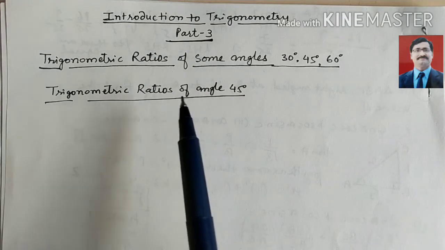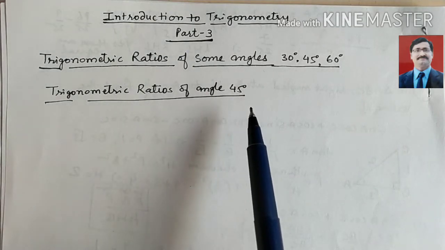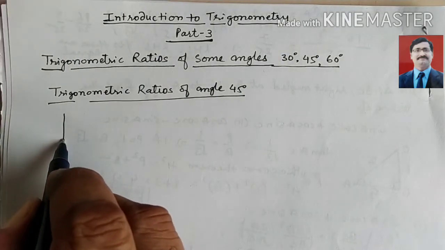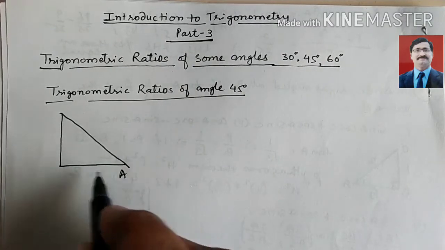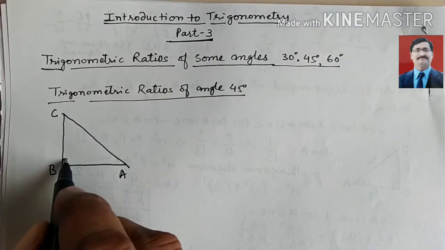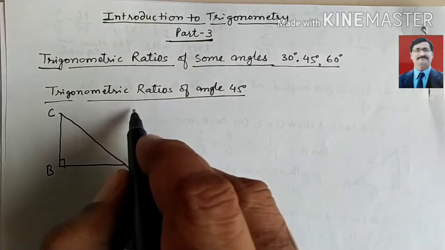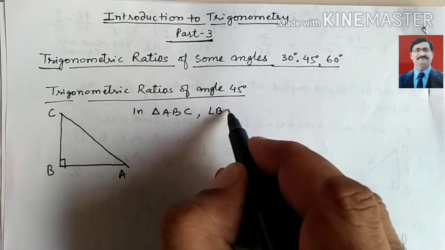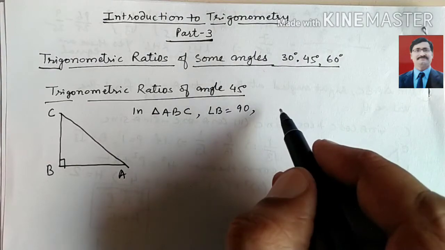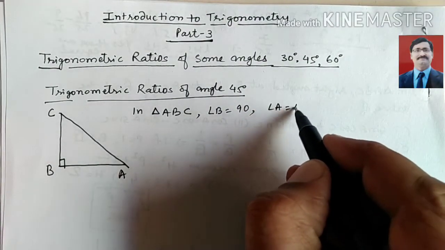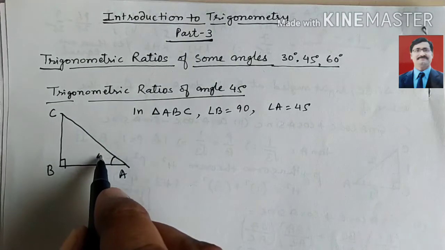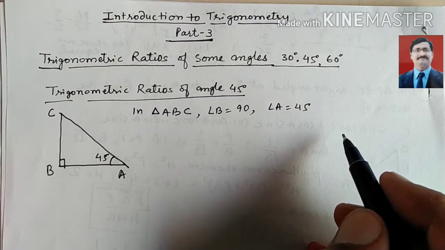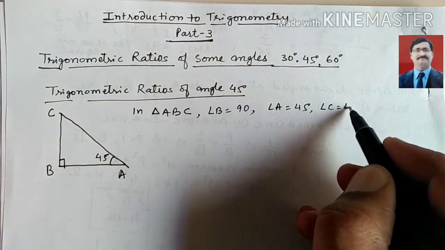Look at the trigonometric ratios of 45 degrees; we will do this first. We will take a right-angled triangle. You draw a right triangle with angles A, B and C. Angle B is 90 degrees, so in triangle ABC, angle B equals 90 degrees and angle A we will take as 45 degrees. So by the angle properties, we get angle C also 45 degrees.